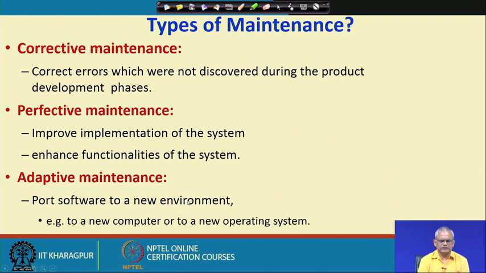So, there are three reasons why maintenance may be needed for software. One is called corrective maintenance. This maintenance is required to correct bugs. Perfective maintenance is to make the software more perfect, like add new features, make the implementation more efficient, and adaptive maintenance is where we need to make it work with other types of software, hardware, and so on.